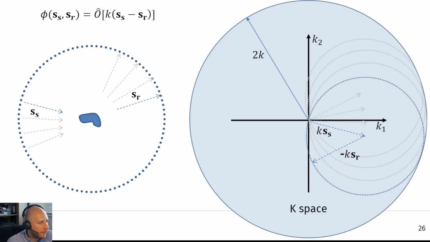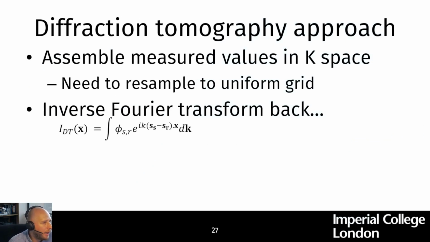So that's a kind of interesting illustration, and it does lead to a potential approach for imaging, basically. The idea is that we can get all of our measured signals and assemble them into K space. This would generally mean you need to resample, get each of your measurements, and then put them into a uniform grid, which wouldn't be easy because you've got those circular patterns. Then you get that grid, so you need to make sure that interpolation is done well. And then you can inverse Fourier transform back.